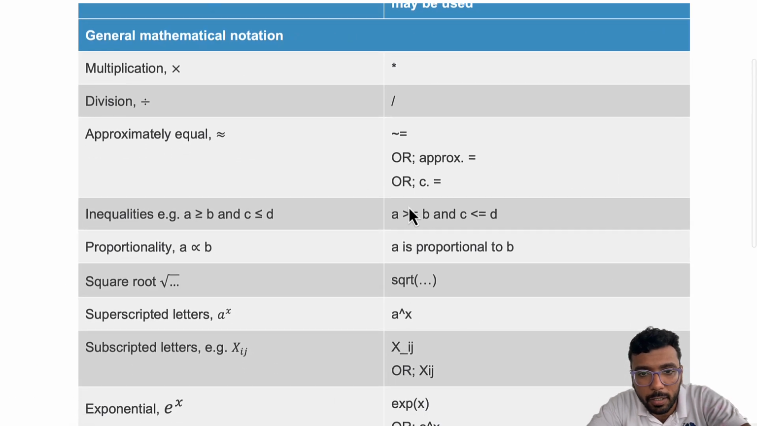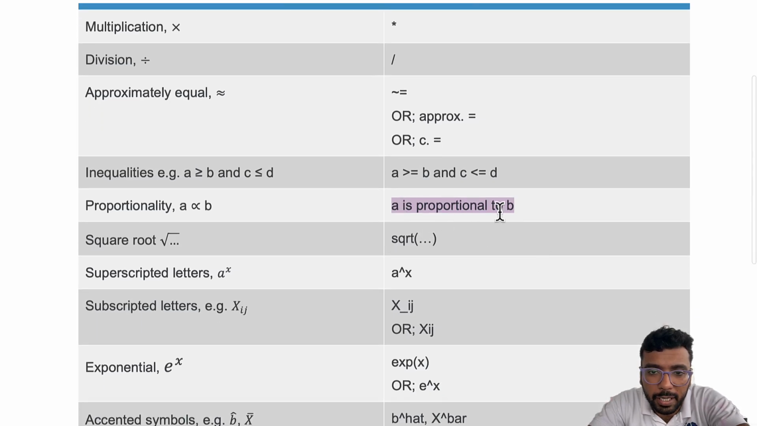Next you have your greater than equal to or less than equal to. For that you type out greater than equal to and less than equal to as it is. First you type less than and then you type equal to, or first you type greater than and then you type equal to. That's also very obvious. Then for proportionality, there's no symbol particularly, you have to type it out. You have to say a is proportional to b. That is how you write a is proportional to b.